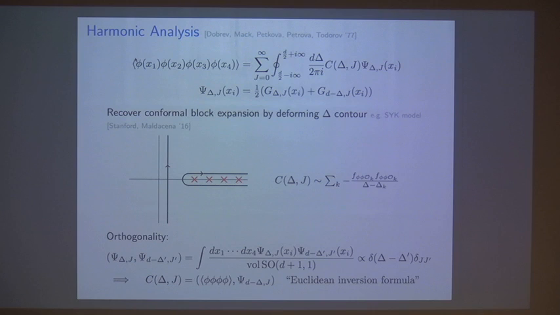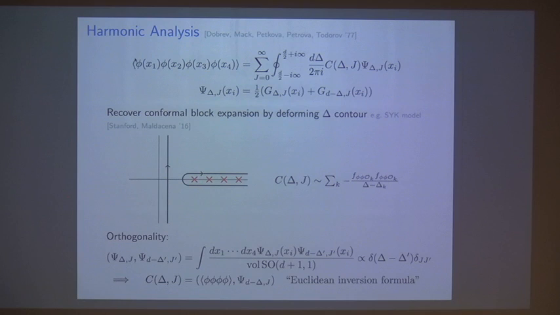So harmonic analysis instructs us to write the four-point function in a slightly different way from what I had a few slides ago. What we should do is write the four-point function as a sum over spins and an integral over complex dimensions over the principal series. So this is an integral that runs in the imaginary direction. Inside the integral is a coefficient function, C of Δ, J, that encodes the dynamics of the theory. That depends on the theory. And it multiplies a conformal partial wave that's fixed by conformal symmetry. And this conformal partial wave is essentially just a conformal block. It's a sum of two conformal blocks. And that distinction won't be very important for us.